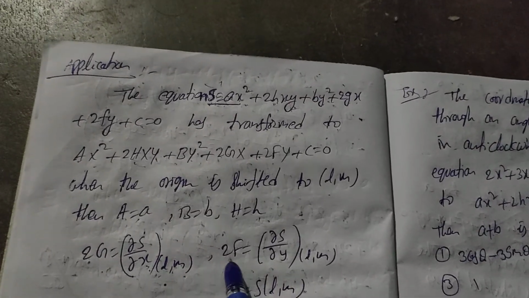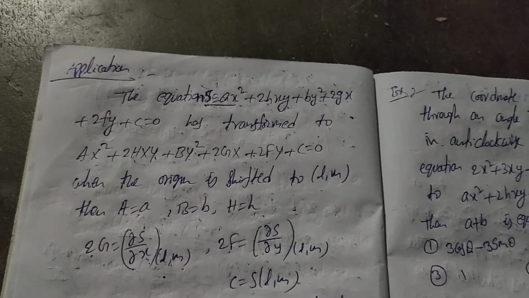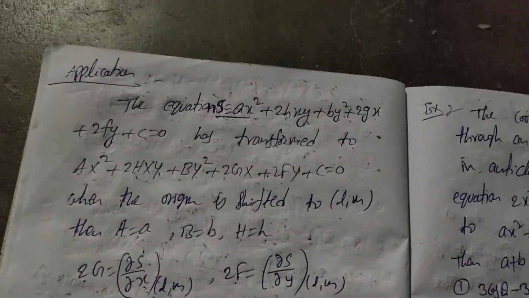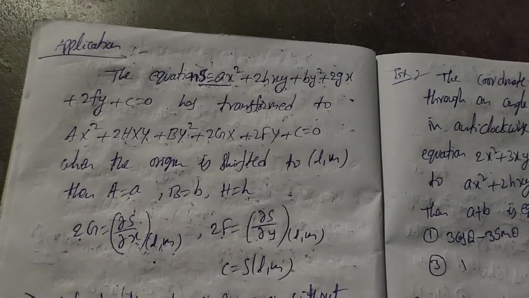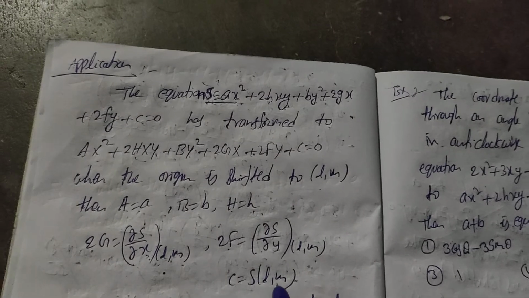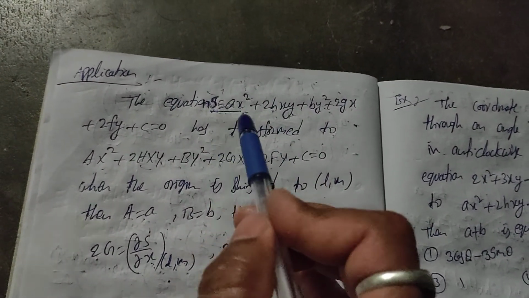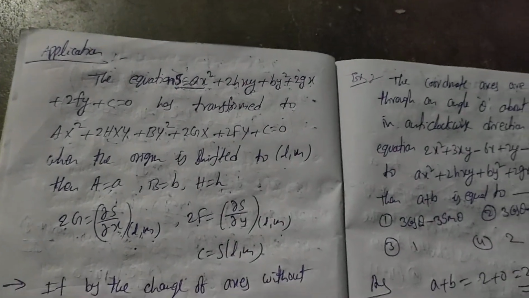So 2f is nothing but ∂S/∂y, that means partial differentiation with respect to y at (l, m). That means after applying differentiation, you substitute l comma m in the place of x comma y. And c is nothing but S of (l, m). That means in the place of x comma y, you directly substitute l comma m, and that gives the value of c. Okay. If you have any example, I will explain.